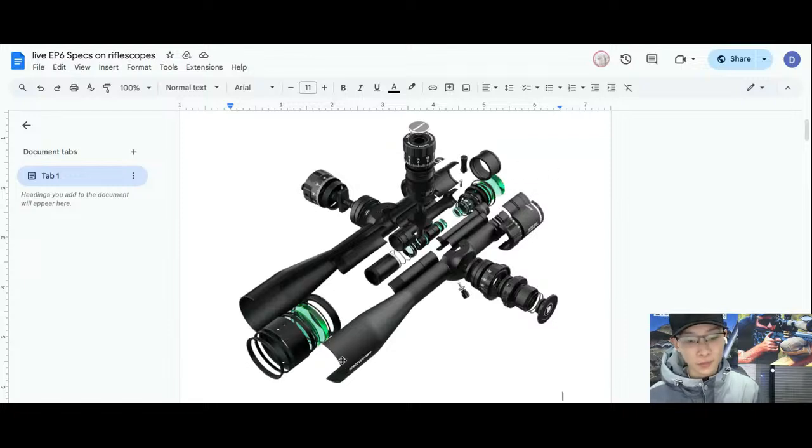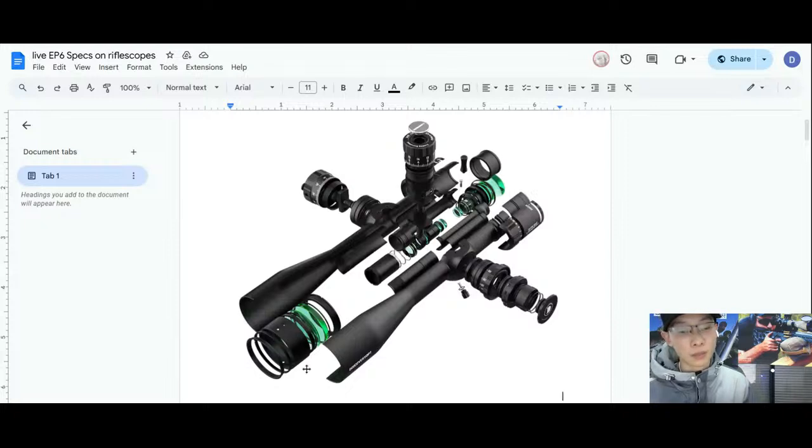So usually the front lens is going to be made out of, for example, the ED525. We have three pieces of extra low dispersion. Actually, this one has one piece. The newer generations coming next year would have three.